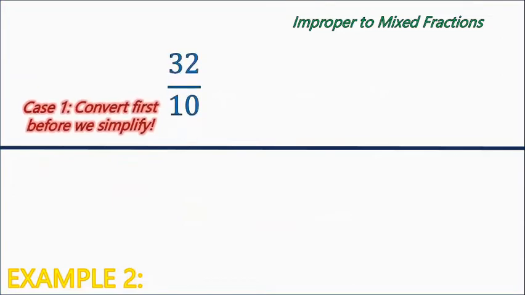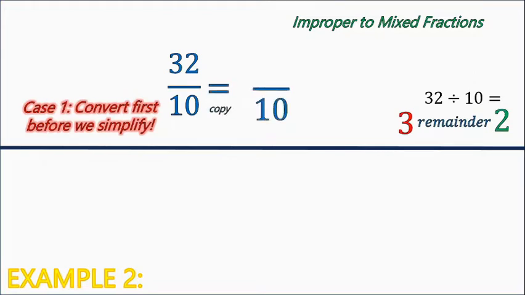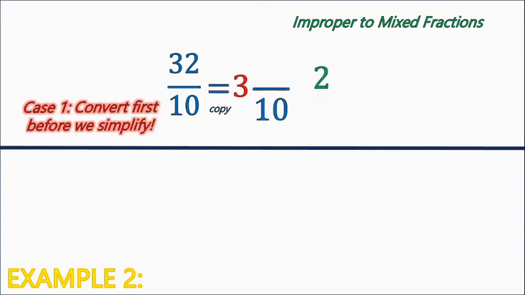Case 1, 32 over 10. Let's convert first. So that's 32 divided by 10, which will give us 3 remainder 2. So, copy the same denominator, 3 as your whole number, and 2 as your numerator. Now, we can simplify a mixed fraction by simply looking at the fraction part. So that's 2 over 10. And 2 over 10 could be simplified by dividing both numerator and denominator by 2. 2 by 2 will give us 1. 10 by 2 will give us 5. Therefore, 3 and 2/10 is equal to 3 and 1/5.